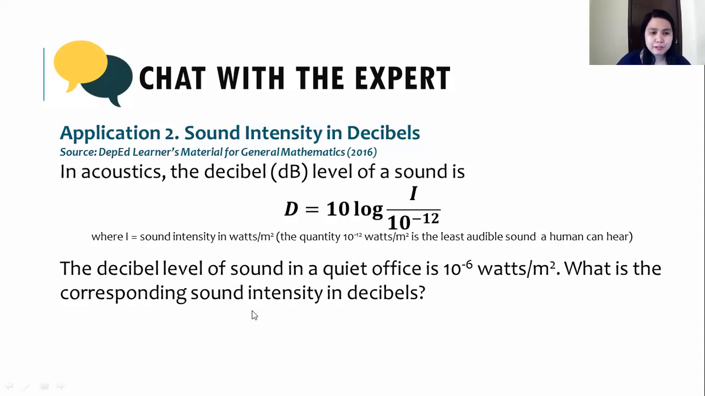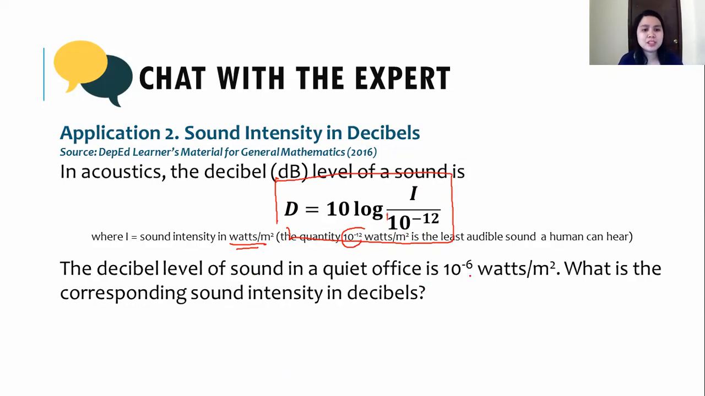Now, how do we solve for the formula for the amount of decibel or decibel level of sound? We have this formula. That's D equals 10 log of I. I is your intensity in watts per meter squared over 10 to the power of negative 12. Now here, the least audible sound a human can hear is at 10 to the negative 12 watts. That is why it's the denominator.